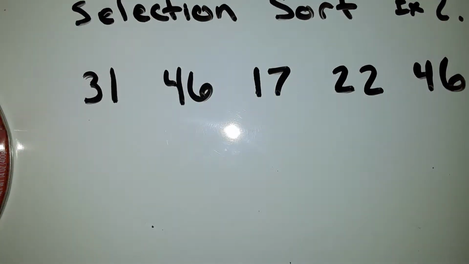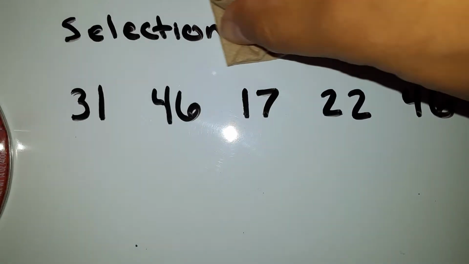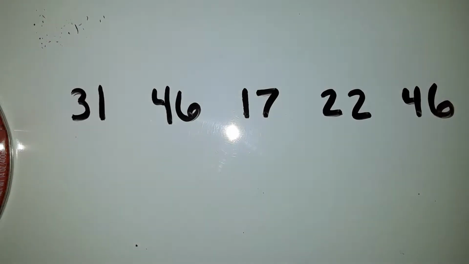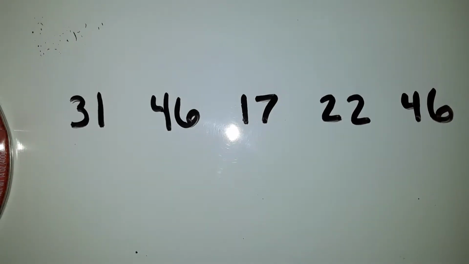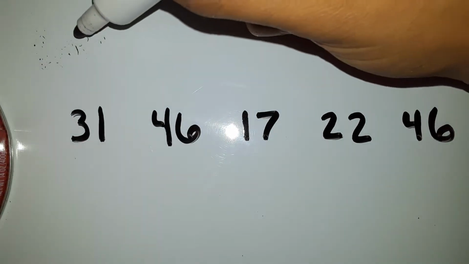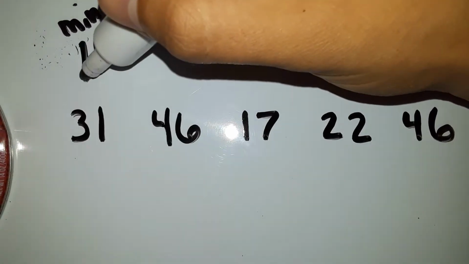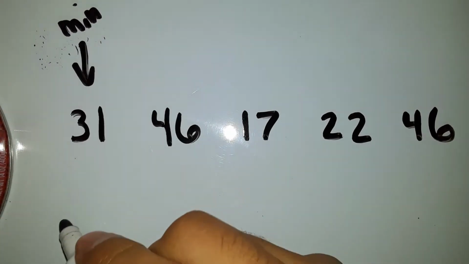Alrighty guys, so we're going to do another example of the selection sort. So this will be example number 2, and these are the numbers we're going to be working with. I'm going to go ahead and just remove this, so that way I have space to do the pointers. So let me readjust. Okay, so again, this is selection sort example number 2. So just like last time, we have a minimum value and we have the index.